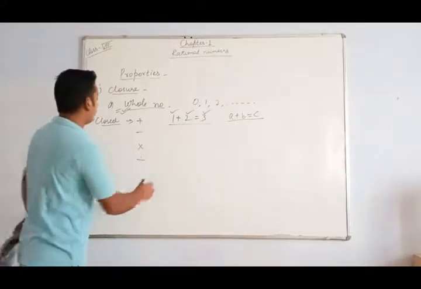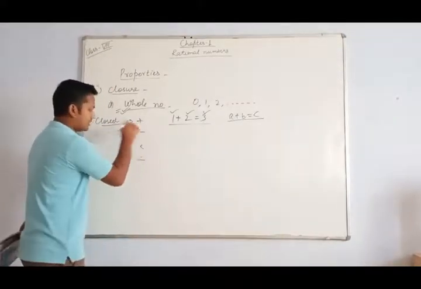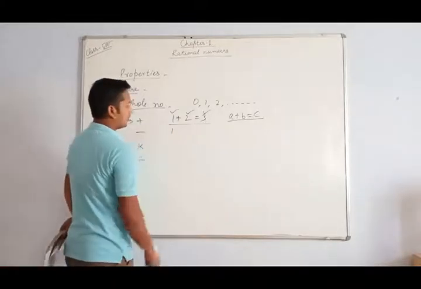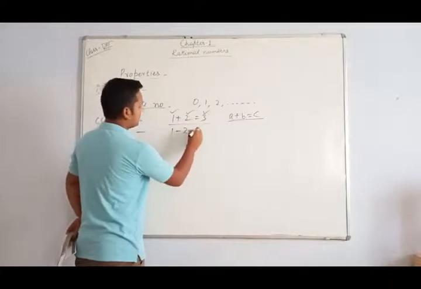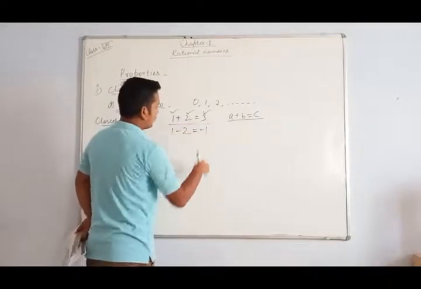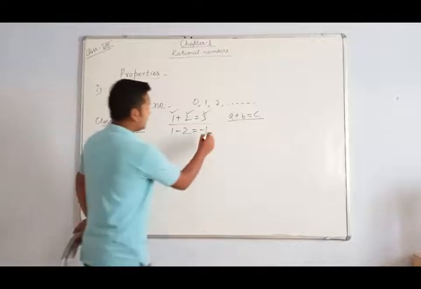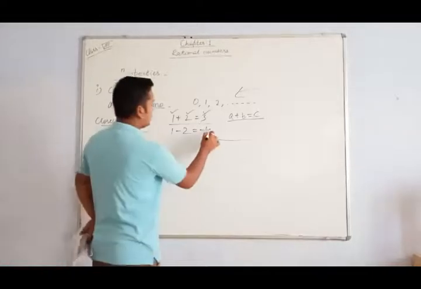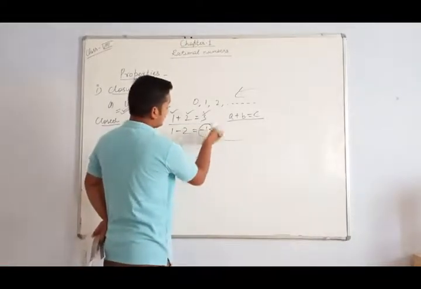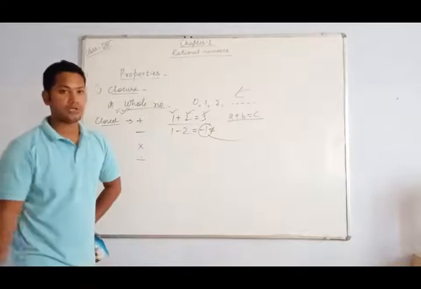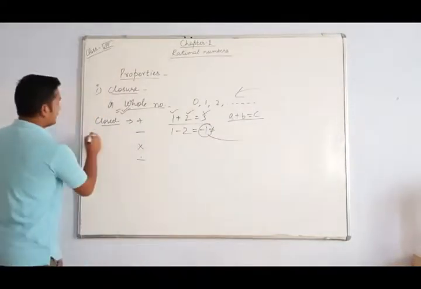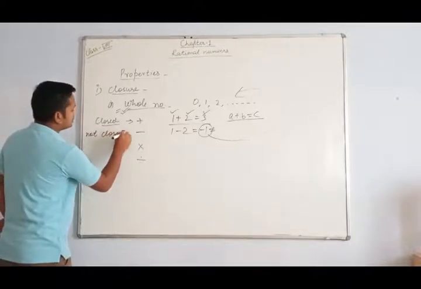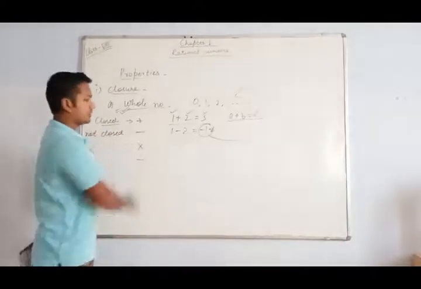Now moving forward, whether they are closed under the operation of subtraction or not. For that, let's say I am having one number 1, another number 2, subtract them, you will get -1. Is -1 a number in the whole number set? Obviously not. So this group of whole numbers does not contain -1. So we can say that the set of whole numbers is not closed under the operation of subtraction.